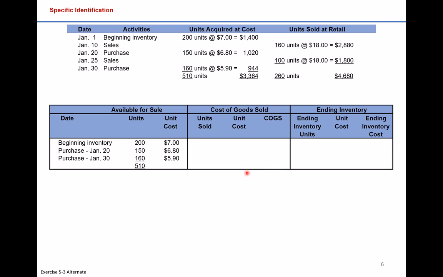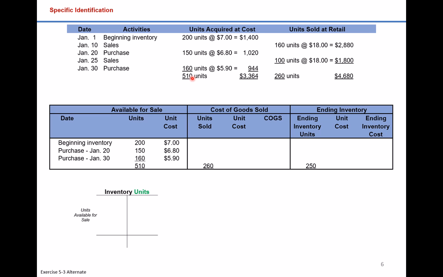So here we have the exact same data we saw on the previous page, and when you do this in Connect, it is going to ask you to fill out a chart very similar to this chart that I have on the slide. The first thing we're going to see is that we need to complete how many units were sold, and we know already they sold altogether 260 units. Well, how many units did they have available to sell? They had 510 units. So how many units must be left in Laker's ending inventory? Well, they must have 250 units left in ending inventory.